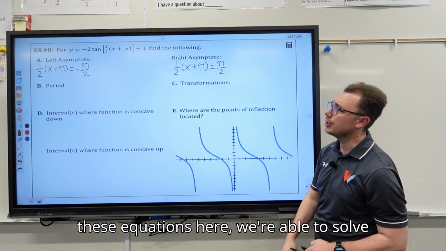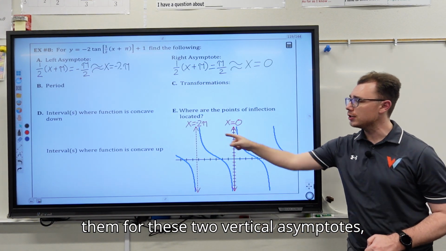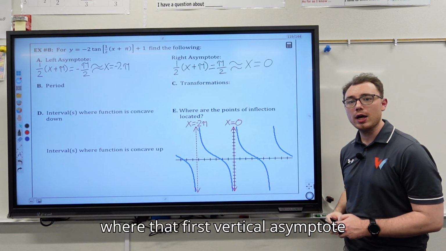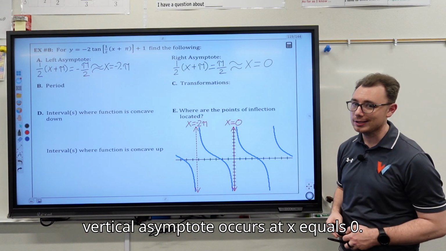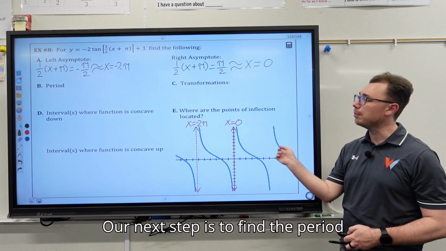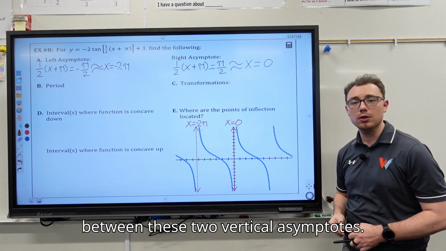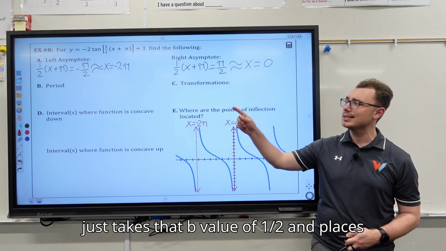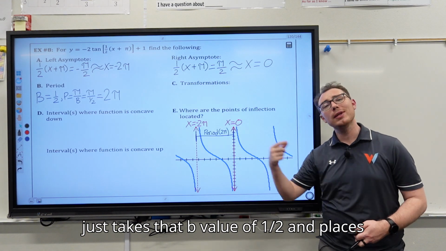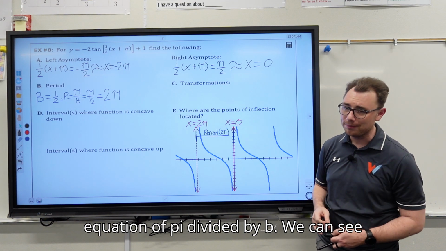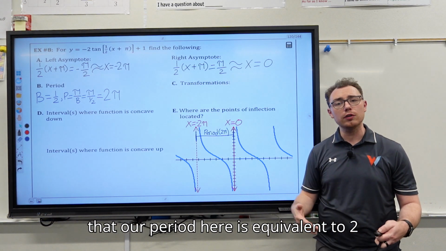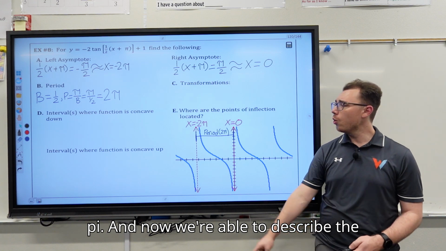Once we have these equations here, we're able to solve them for these two vertical asymptotes, where that first vertical asymptote occurs at negative 2 pi, and that second vertical asymptote occurs at x equals 0. Our next step is to find the period between these two vertical asymptotes, and the period for our tangent function just takes that b value of 1/2 and places it into the denominator of our period equation, pi divided by b. We can see that our period here is equivalent to 2 pi.